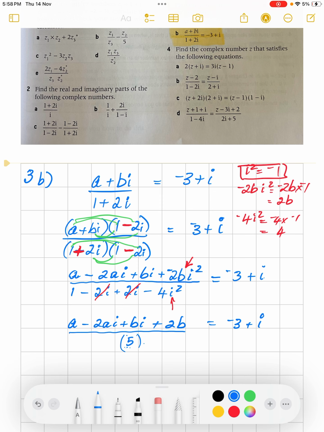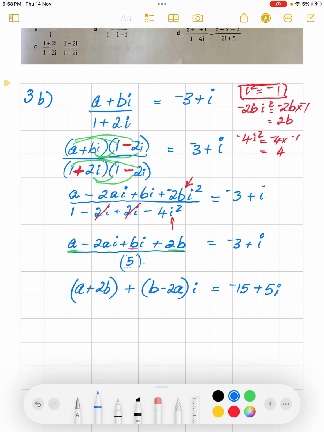let's just get the real components here. a plus 2b, that's the real components. And the imaginary component is negative 2a plus b, or b minus 2a. And on the right-hand side, I'm going to take that 5, multiply it across here. So I've taken the negative 3 times 5 and the i times 5.